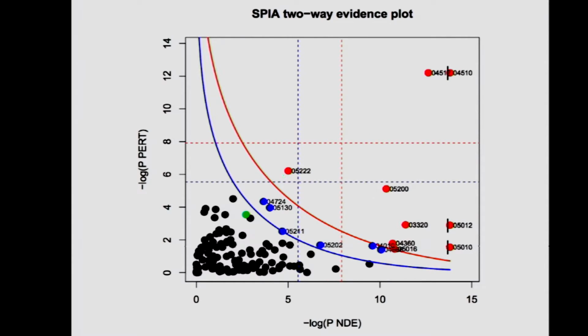The other thing you get to see are cases like this where on the set overlap perspective, they weren't so remarkable, but now on the perturbation perspective, or at least jointly between perturbation and enrichment, now this pathway becomes a little bit more interesting than it was before. It separates away from the noise.